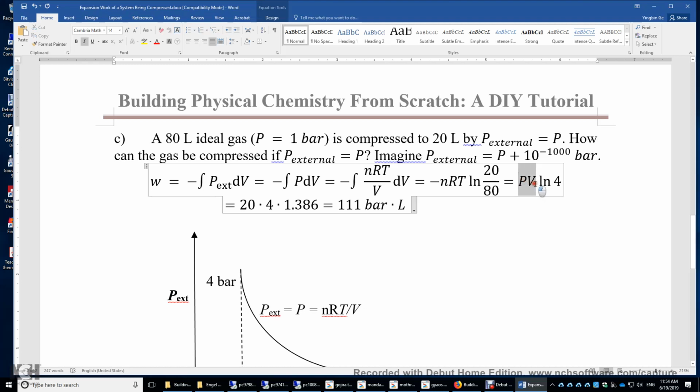And then the initial PV is 80 bar liter. The final PV is also 80 bar liter. And then we plug in the numbers. We have this 80 bar liters times 1.386. This is ln 4. And then the result is 111 bar liter. That's the minimum amount of work done to the system when this ideal gas is compressed from 80 liters and 1 bar to 20 liters and 4 bars.